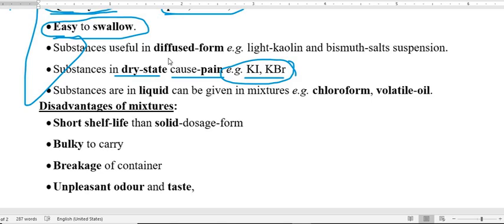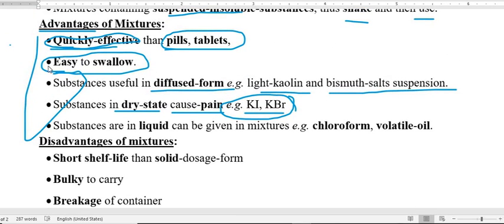And also, if the substance is in diffused form, like light kaolin and bismuth salt suspension, then we have to make it a suspension, that is, a mixture. So light kaolin and bismuth salt are used in the form of a mixture. These are the advantages of the mixture.